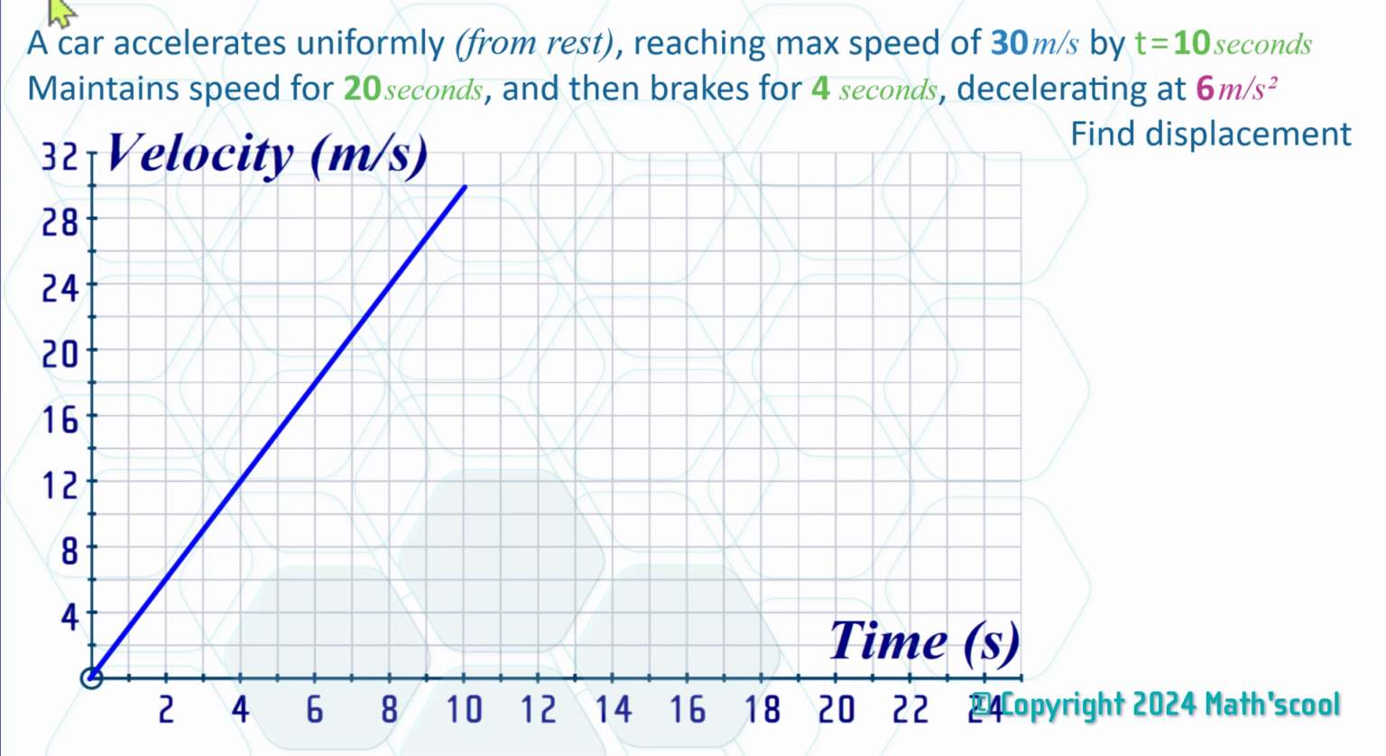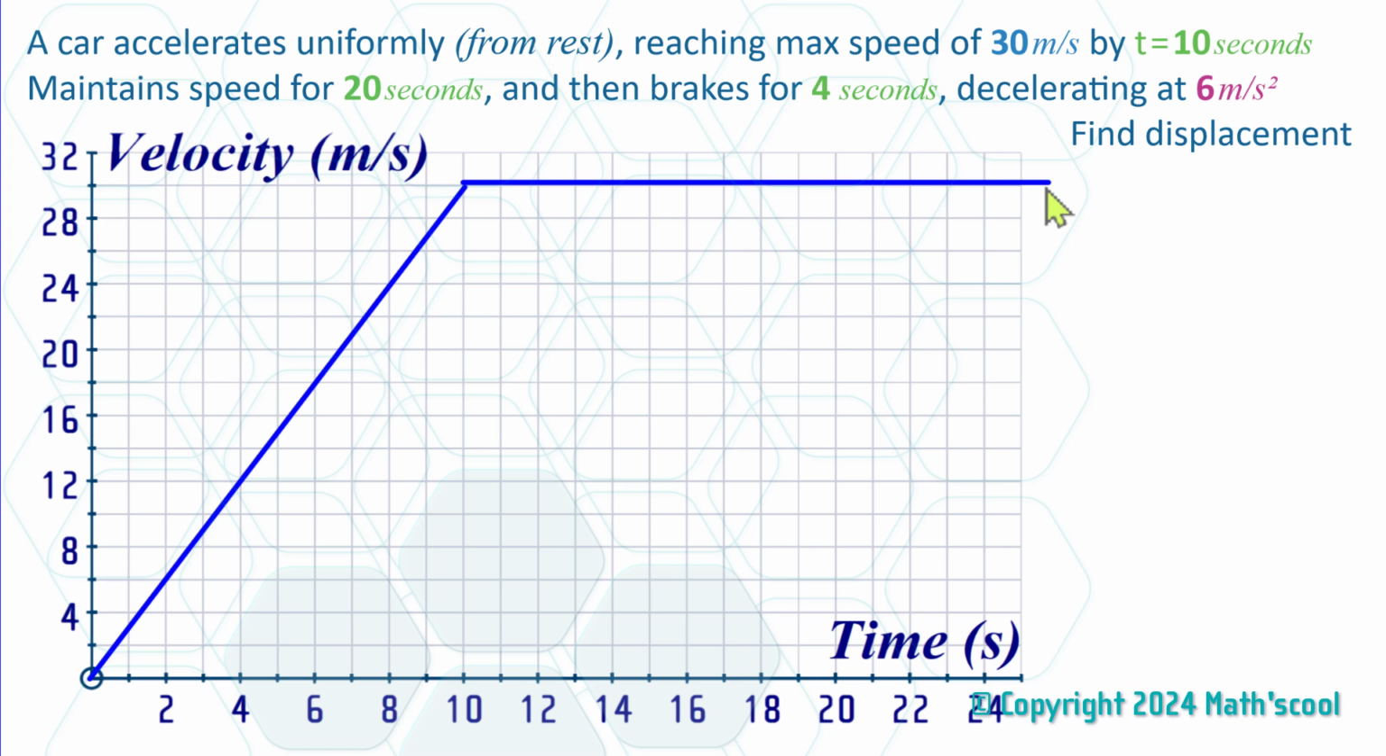Maintains this speed for 20 seconds, so that's until t is 30. I haven't left enough room on my grid. Until t is 30. Okay. And then he brakes for 4 seconds, decelerating at 6 meters per second squared.